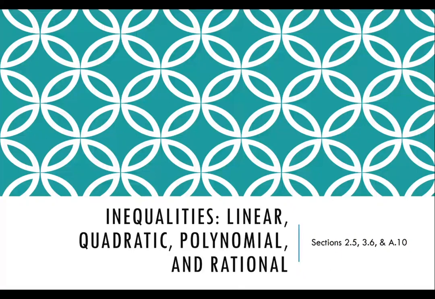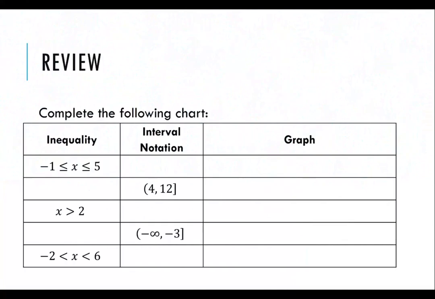Sections 2.5, 3.6, and A10, inequalities of the linear, quadratic, polynomial, and rational variety. So first, let's just remind ourselves of how to deal with linear inequalities. If I have this inequality, -1 is less than or equal to x is less than or equal to 5, the interval notation for that is bracket, -1 up to 5, close bracket.